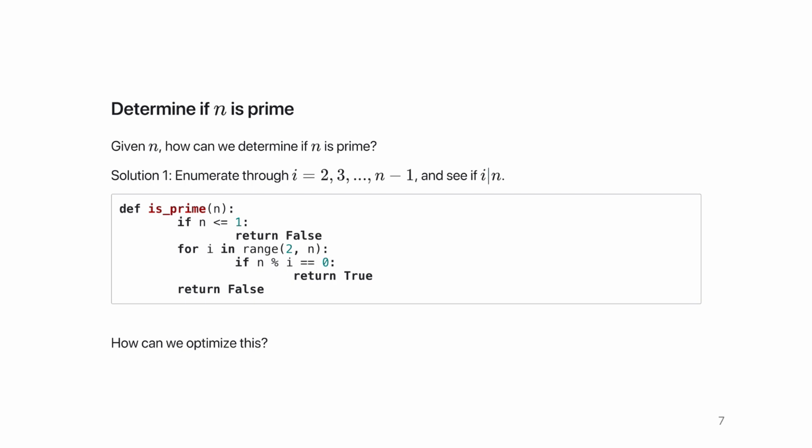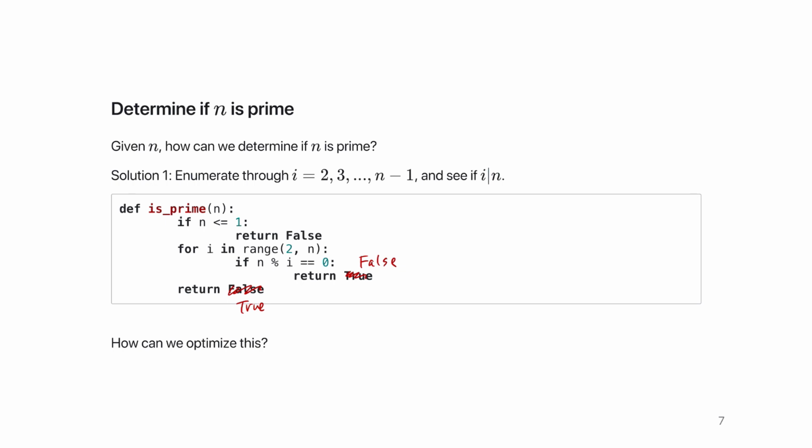So what we want to do is check all the numbers between 2 and n minus 1 and see if they divide n. This should be reversed. This should be false. This should be true. And we can go through and check 2, 3, 4, dot, dot, dot, all the way until n minus 1. And if the remainder when we divide n by any of those numbers is 0, then it cannot be prime, right?